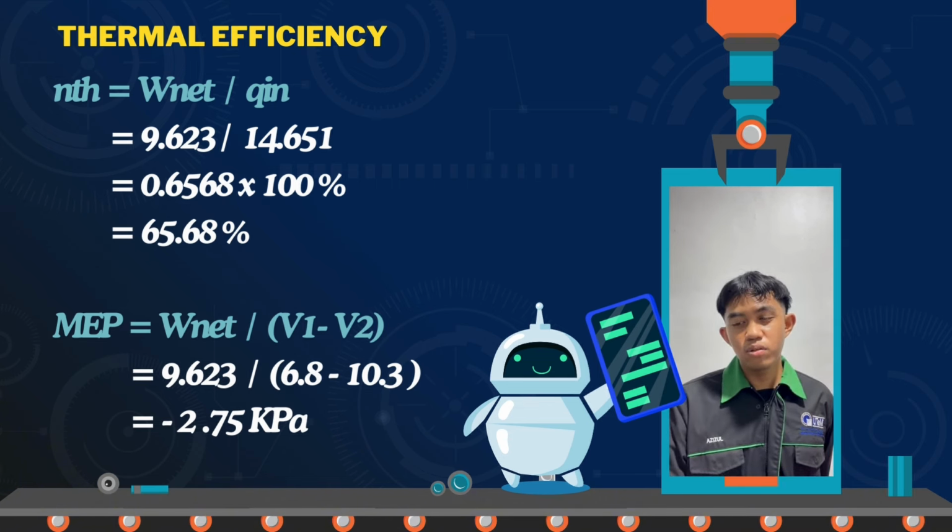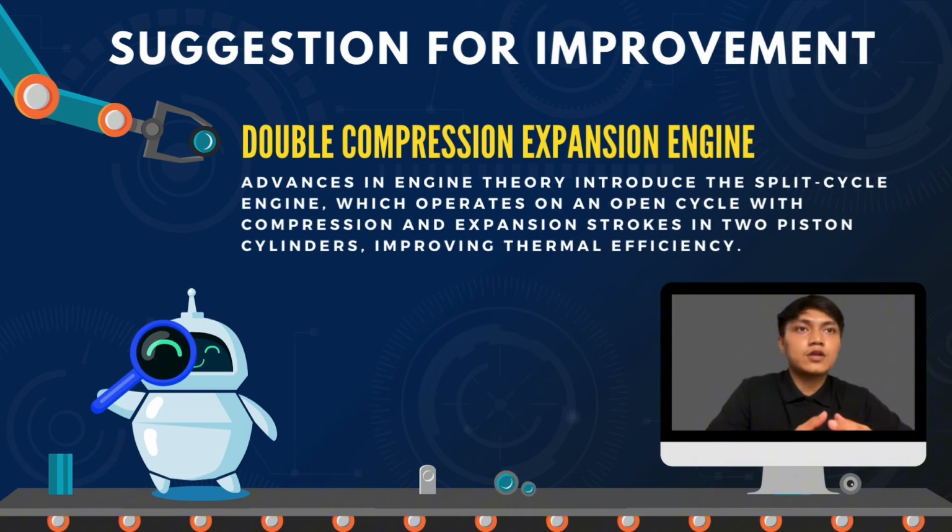The second suggestion is the double compression expansion engine. In advanced engine theory, the 4-stroke engine configuration stays the same. It introduces the concept of a split cycle engine, which runs on an open cycle and has separate piston cylinders for the compression and expansion strokes. Comparing this approach to a standard engine, it has the most potential to enhance thermal efficiency.